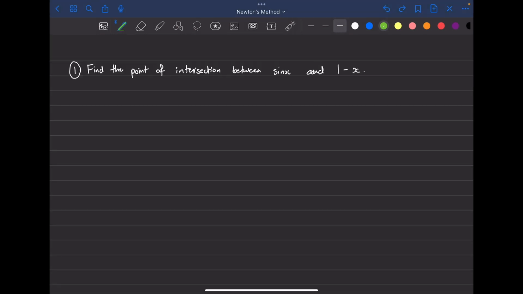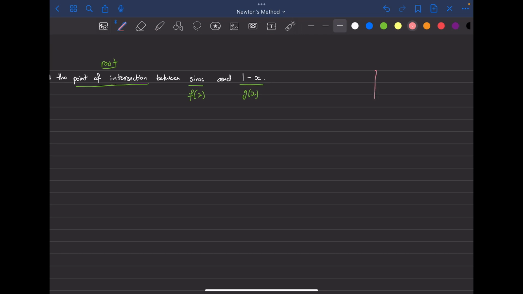Okay, so for our example, let's say my question was to find the point of intersection, or basically find the root, in other words, between sine x and 1 minus x. This is f of x, and this is g of x. It doesn't really matter what you call f of x and what g of x is, but I just chose to name it that way, so that's what we're going to go with. Let's say I graph it once again. If I do graph it, sine x would look something like this, and it goes on forever. And then 1 minus x, I'm going to do it in yellow, would look something like this.